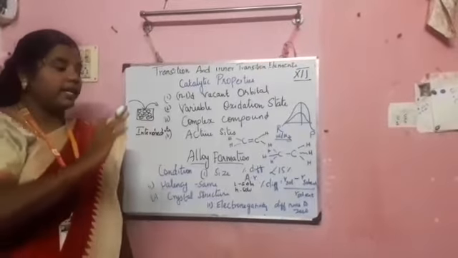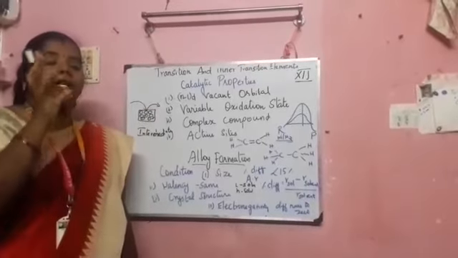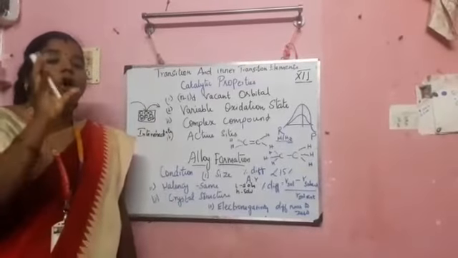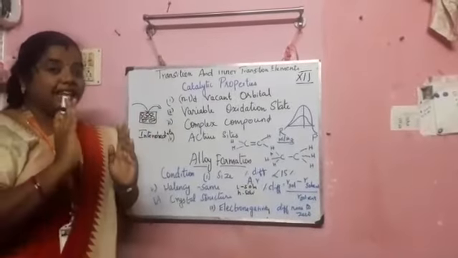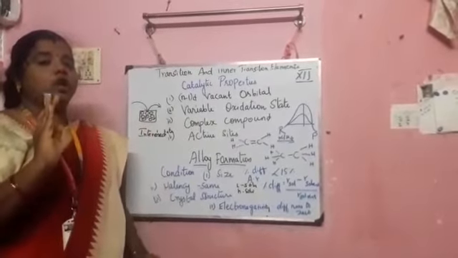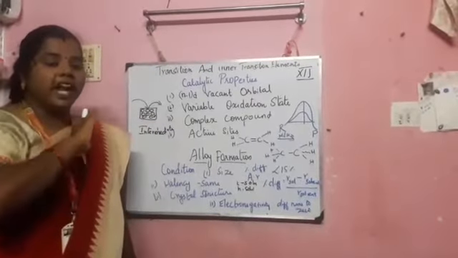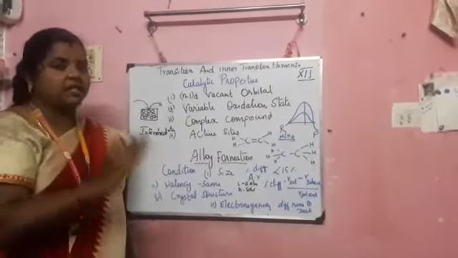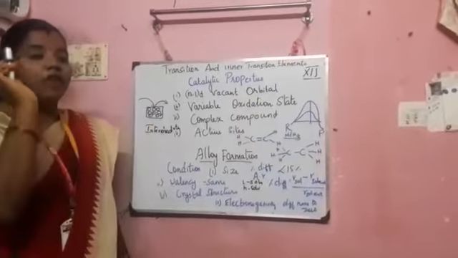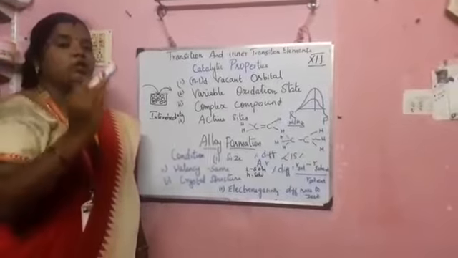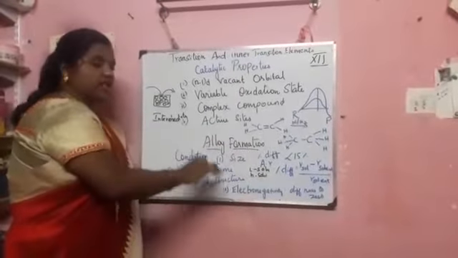But usually in an alloy, whenever it is formed from a solute and a solvent, it should obviously form a homogeneous content. Homogeneous means it has been evenly mixed together. It should not be non-uniform; it should be uniform. It should not be heterogeneous. Homogeneous means uniformly mixed together. For this uniform distribution, uniform mixture, we need these conditions.